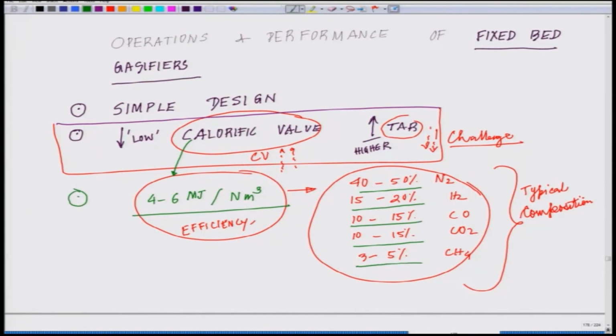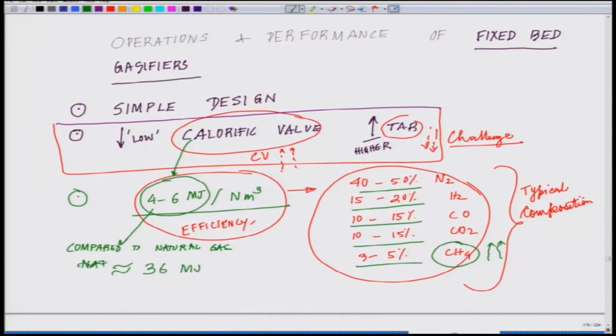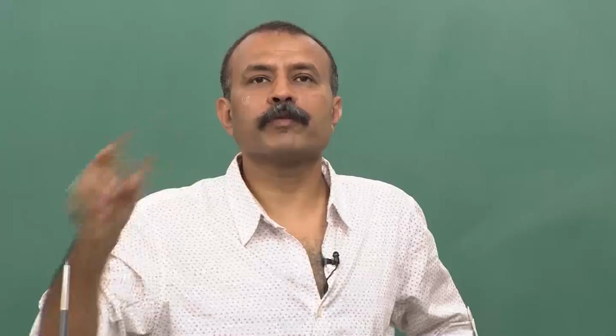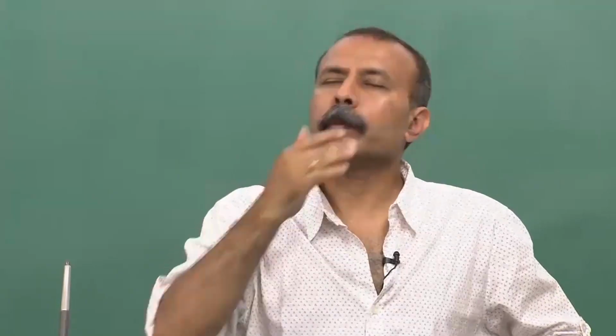So now if in some way or other you can increase this percentage, you are going to improve this number. Just to highlight again, compared to naturally available gas from natural gas wells, which is around 36 megajoule per Newton meter cube, man-made gas using a fixed bed reactor is around 4 to 6. So the take home message is that there is no optimal design.